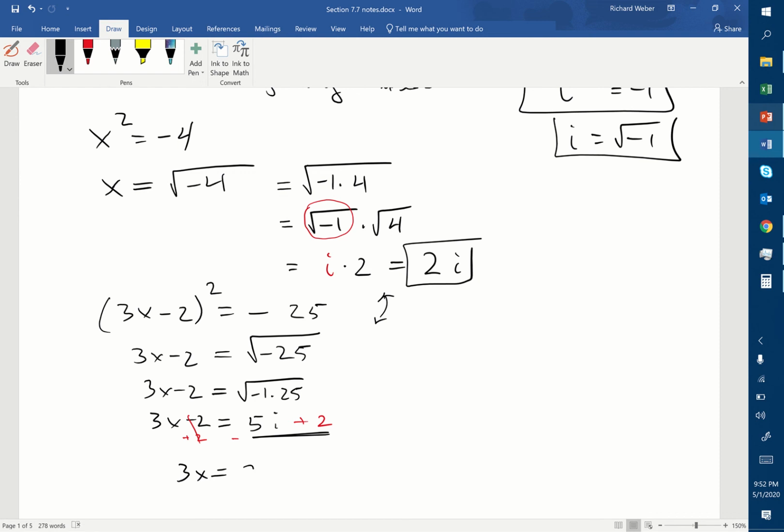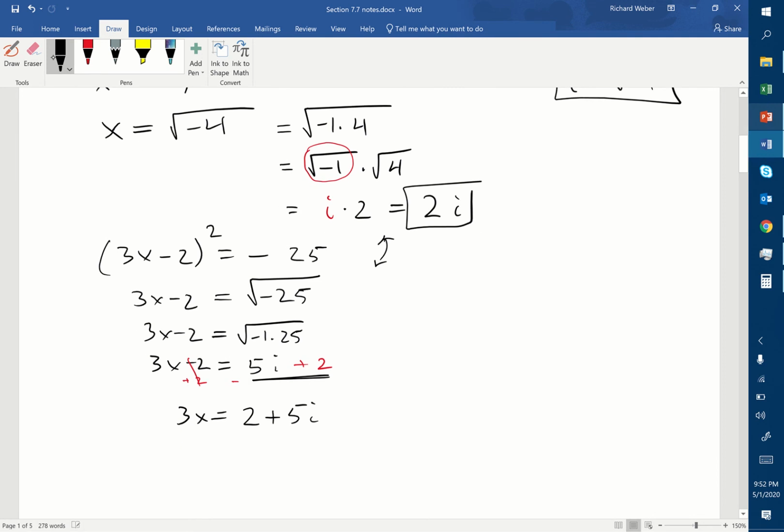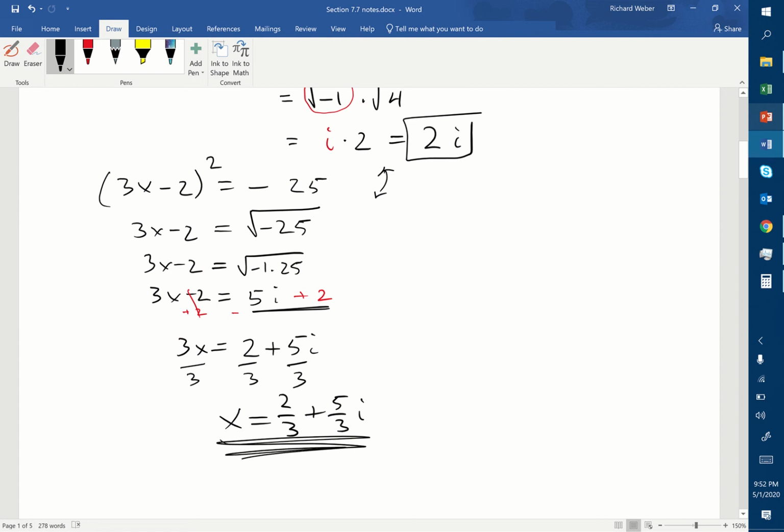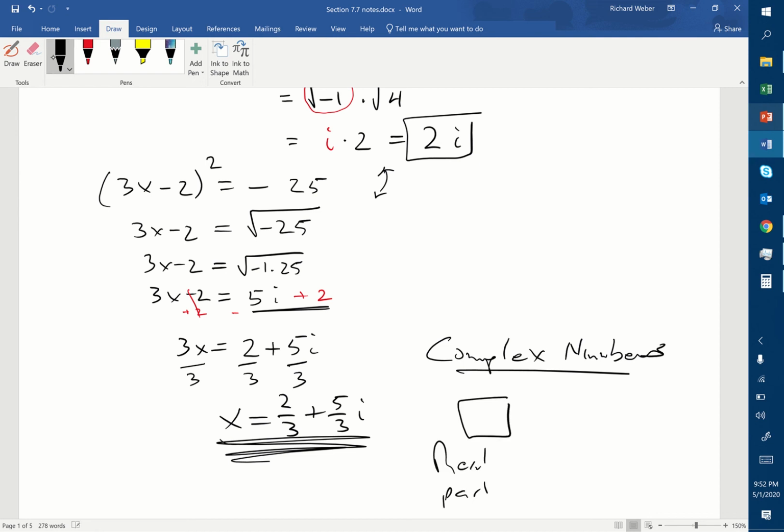Now typically we write it this way, 2 plus 5i, and if you're really focused on that 3, to get rid of it, okay, I will. There we go. And we actually get x is 2/3 plus 5/3 times I. And this is the beginning. This is the story. Complex numbers have what they call a real part in front, and over here plus, with the I there, an imaginary part.